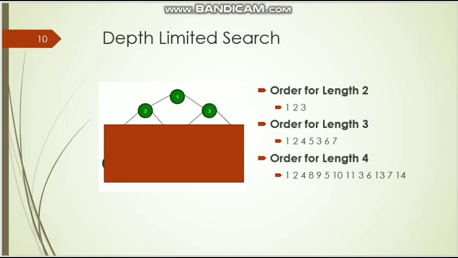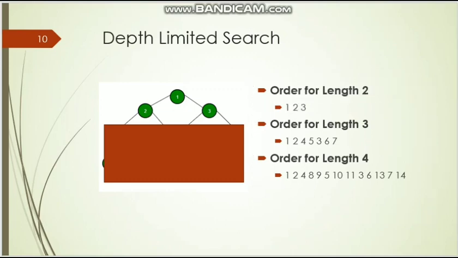So the first node is 1. The first expansion can be going to 2. Okay. So after 2 we cannot go beyond that. We have to come back to 1 and search further nodes connected with 1, that is 3. Beyond 3 we cannot go. We have to come back to 1, and there are no further movements. So the order of the depth limited search with limit 2 is 1, 2, 3.